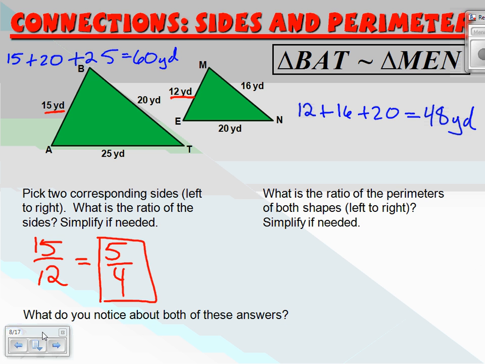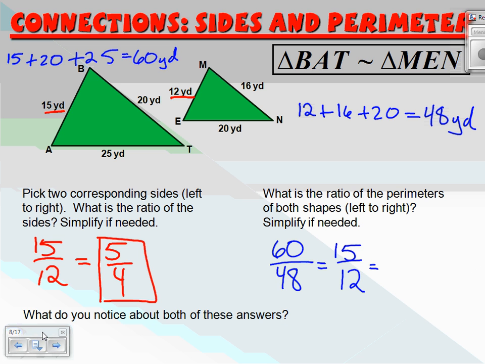Now what I'm going to do is figure out the ratio of the perimeters. Okay, the left-hand perimeter is 60 yards. The right-hand perimeter is 48 yards. What should I do with this? Yes, I should simplify. So I'm going to simplify 60 over 48. What goes into 60 and 48? I think 4 goes into 60 and 48. 60 divided by 4 is 15. 48 divided by 4 is 12.